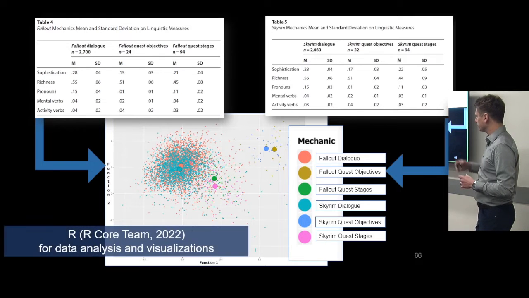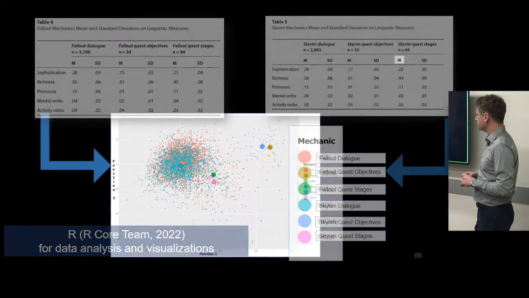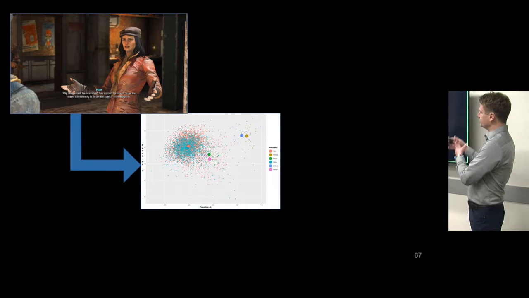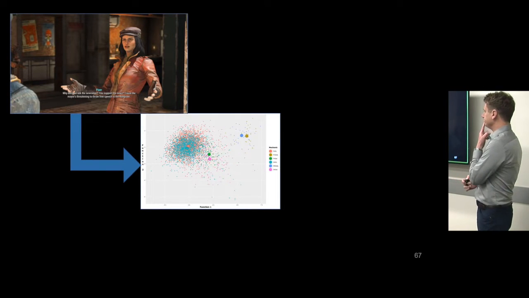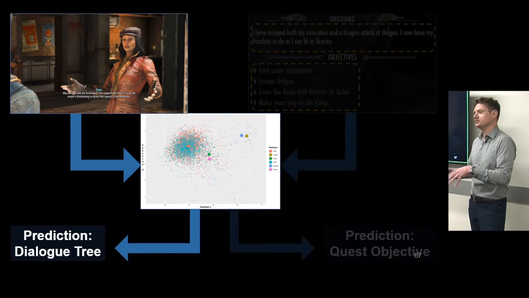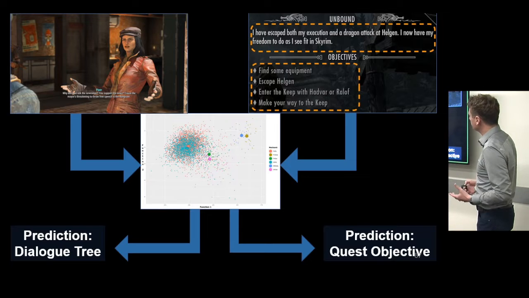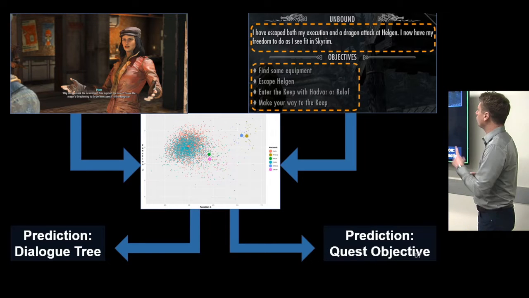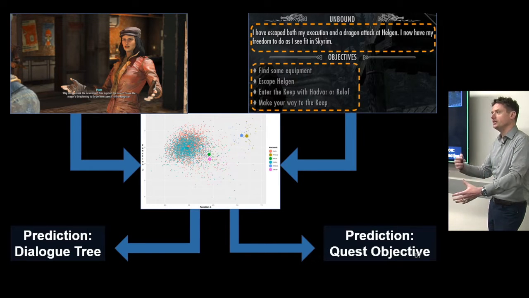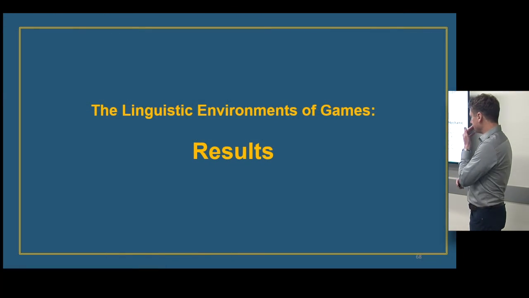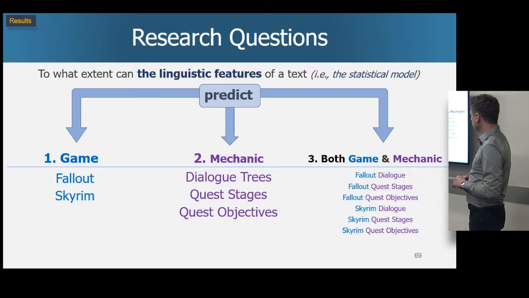And I used R for the data visualizations there. So basically what's going on here is, I feed a text into this model, and the model goes, I think that's a dialogue tree based on the information I have. Or I feed in a quest objective or a quest stage, and it goes, oh, I think that's a quest objective. So in the end, you're seeing how well it did with these different predictions. So let's take a look. We'll take a look at the third one first here.